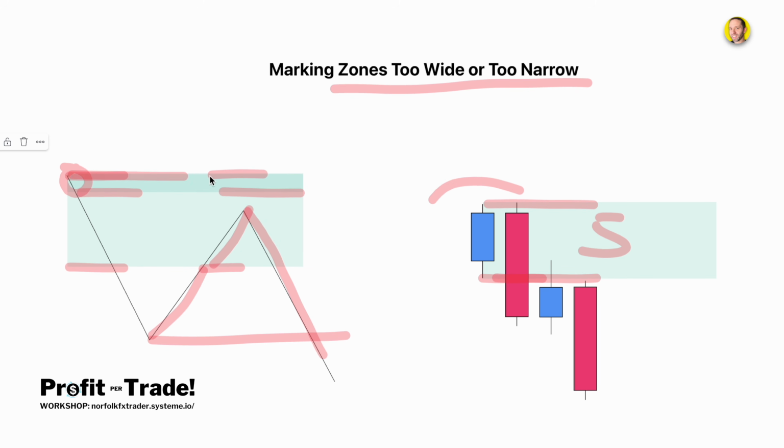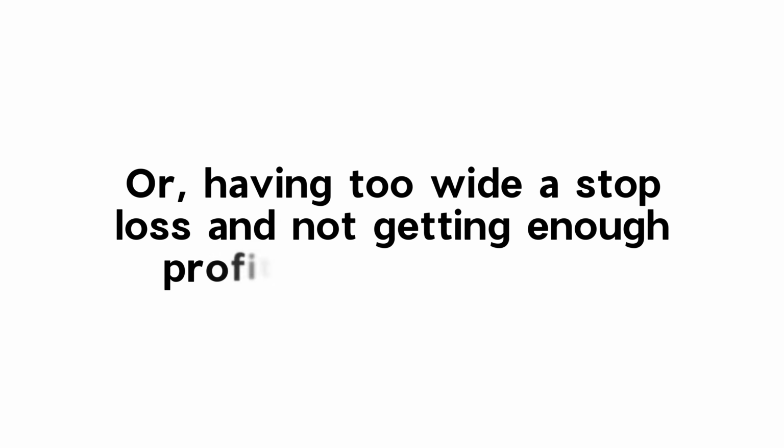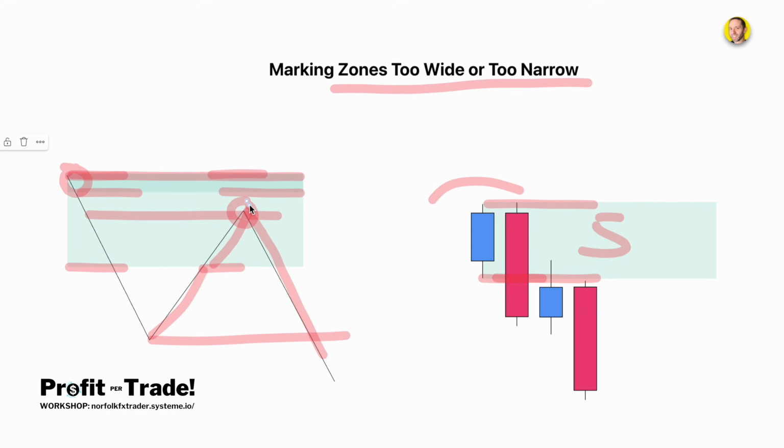With this drop down, this is going to create your pivot area of supply at this area. That's where you'll be marking out your supply pivot zone, and where you're going to find very often you're going to get an entry. And that is the best way to look at marking your zones so you don't risk missing the trade or having too wide a stop loss and not getting enough profit out of the trade. That's the third common mistake, and one of the most common mistakes I find many traders make with their supply and demand. Let's look at the final common mistake in today's video.